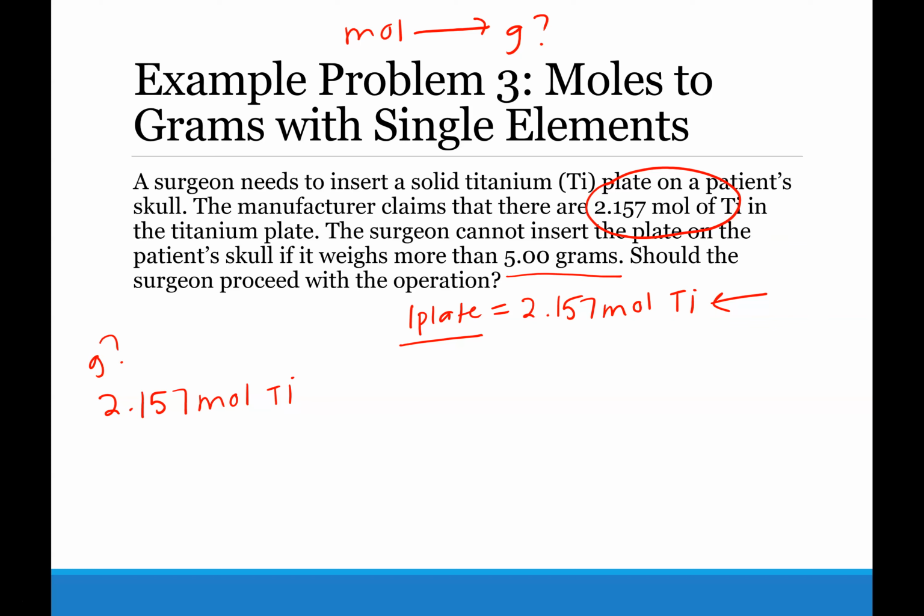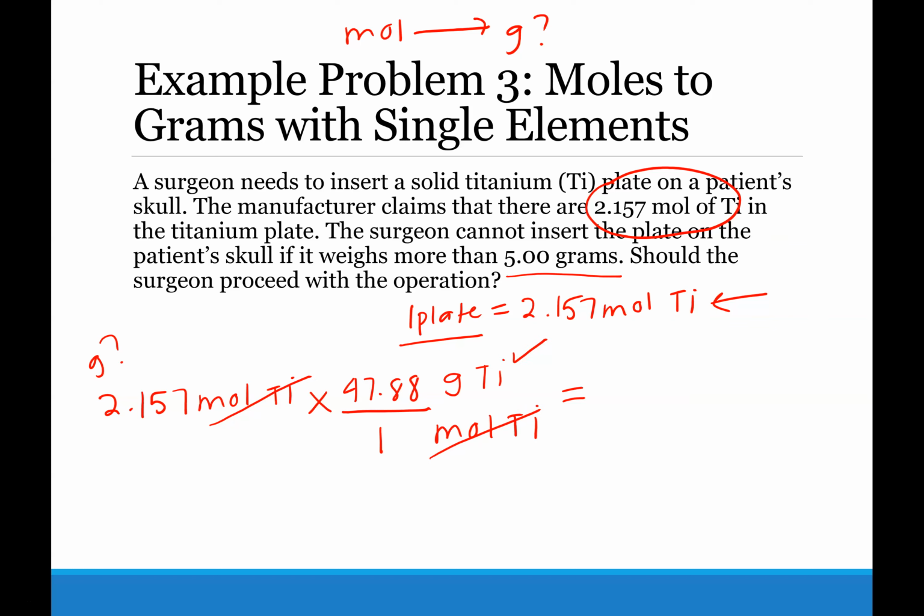This is a one-step conversion since moles is treated as a base unit and grams is treated like something with a prefix. So we draw our multiplication symbol, draw our division bar, bring moles of titanium down to cancel, and put grams of titanium on the top. In 1 mole of titanium on the periodic table, it's element number 22, there are 47.88 grams for 1 mole of titanium. So moles of titanium cancel, and then we are left in grams of titanium.